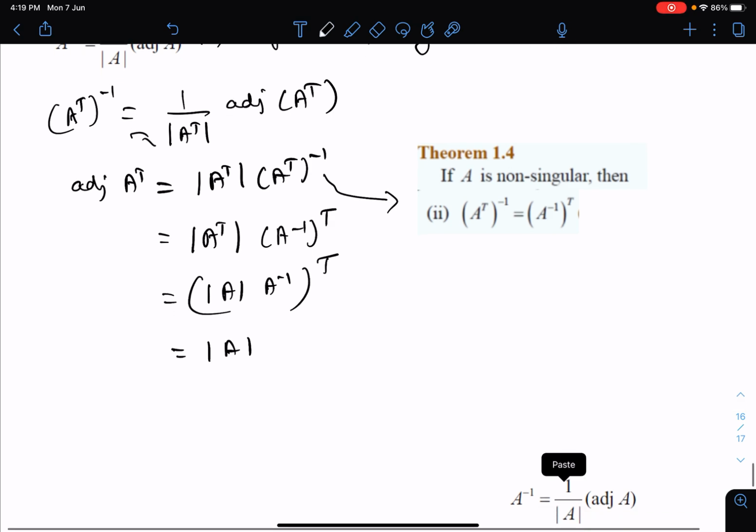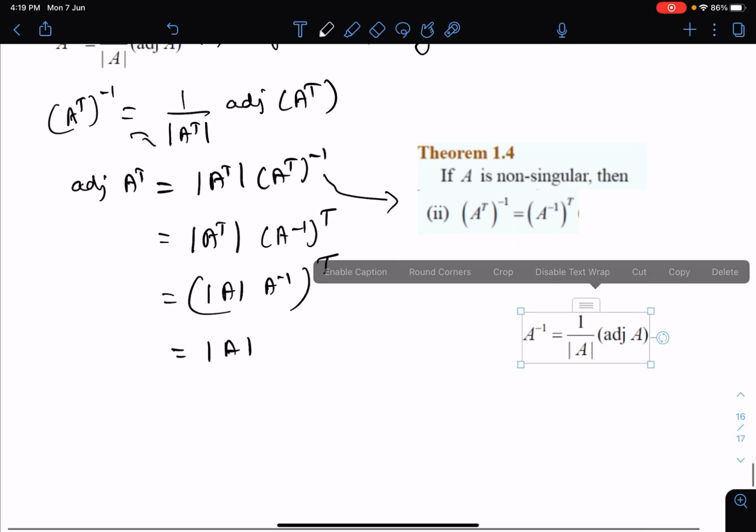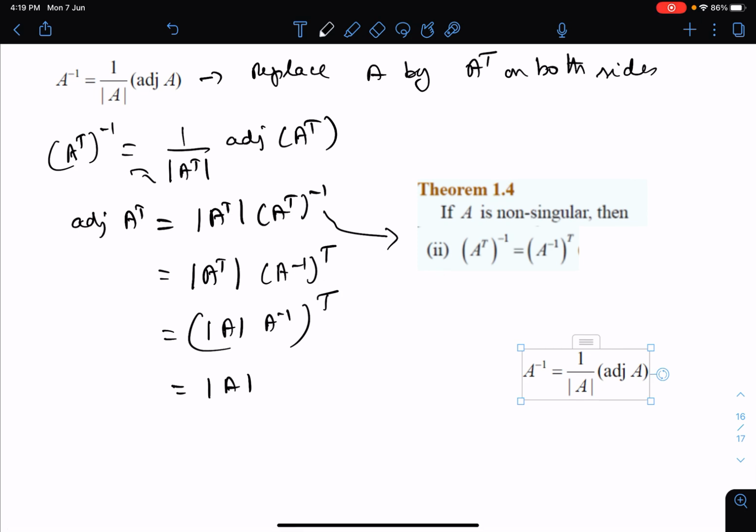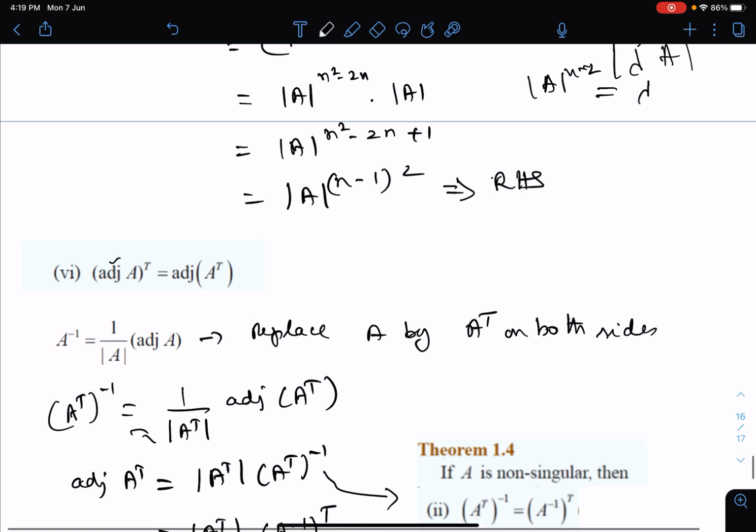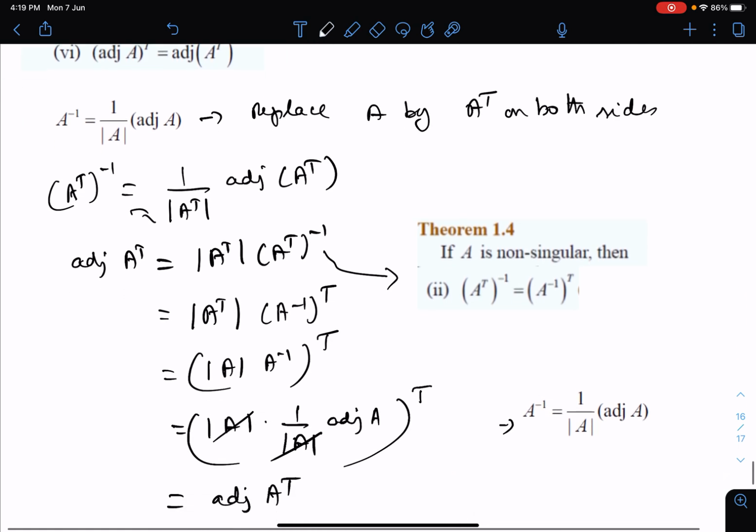Now for A inverse you are going to substitute this one. So instead of A inverse you will get 1 by determinant A into adjoint A the whole transpose. So this determinant A and this determinant A get cancelled, and the transpose comes inside, so you will get the answer as adjoint A transpose. What do we have to prove?